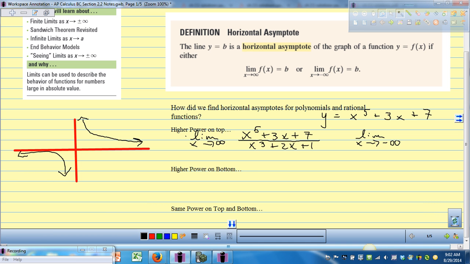Does not exist, but goes towards infinity. All right, so if the higher power is on the top, then there will be no horizontal asymptote, and the limit will be infinite. So the limit does not exist. This will approach infinity, so it does not exist, and there is no horizontal asymptote.